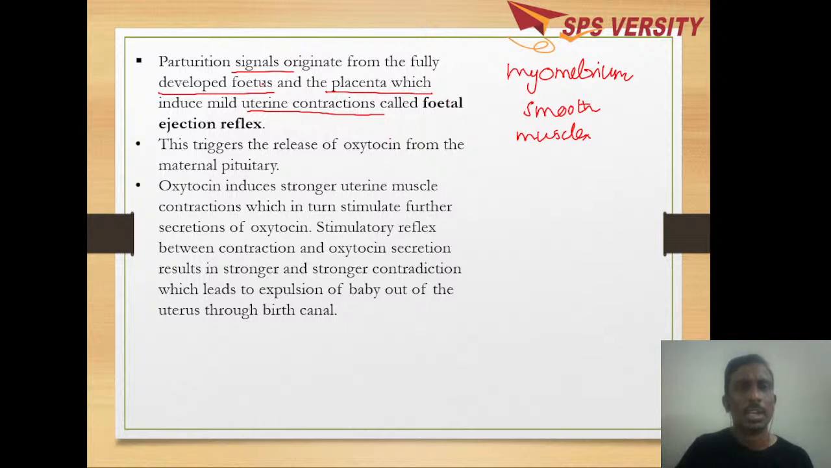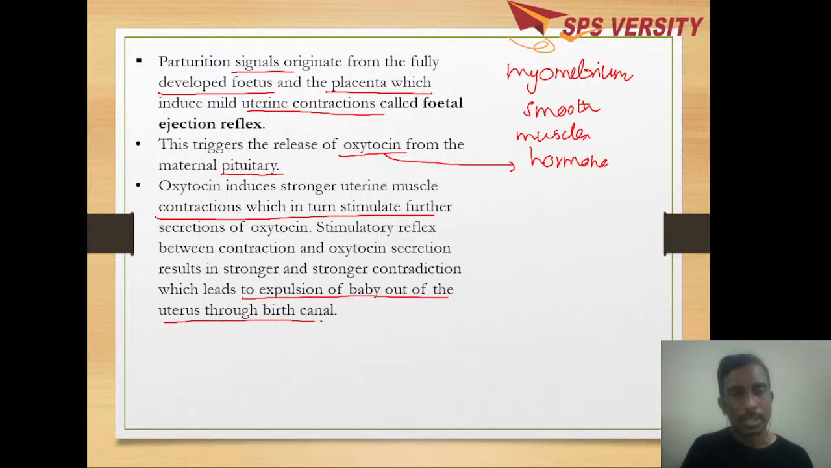Due to this, it will trigger the secretion of oxytocin from the pituitary gland. Oxytocin is a hormone which will further increase the contraction of the uterus, which leads to expulsion of the baby through the birth canal, that is the cervical canal and vagina. So parturition is a neuroendocrine mechanism where the fetal ejection reflex is involved.